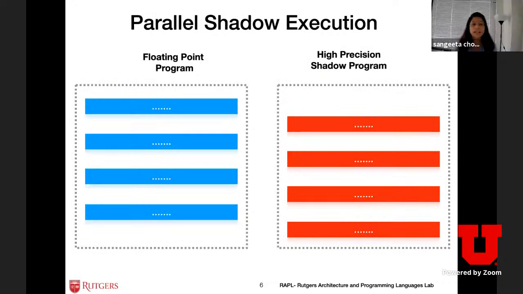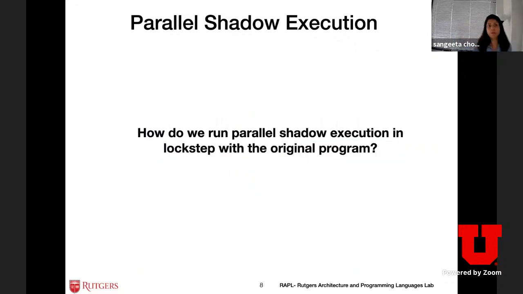In our approach, we create a new program in higher precision, shown in red in this figure. Each instruction in red mirrors the floating point instruction in blue in high precision. So this approach enables us to run the floating point program in parallel with the high precision program on a different core. However, there are a few important questions which you might be thinking of right now.